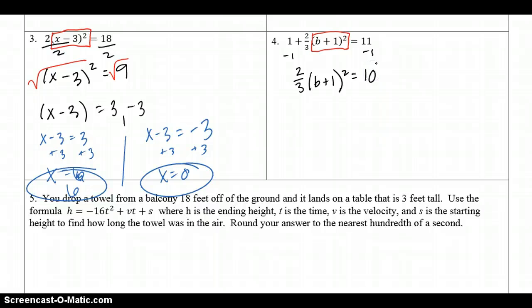What do I need to get rid of next? The 2/3. If I'm taking 2/3 times all that stuff in parentheses, how do I get rid of the 2/3? Divide. What's the same thing as dividing by 2 over 3?